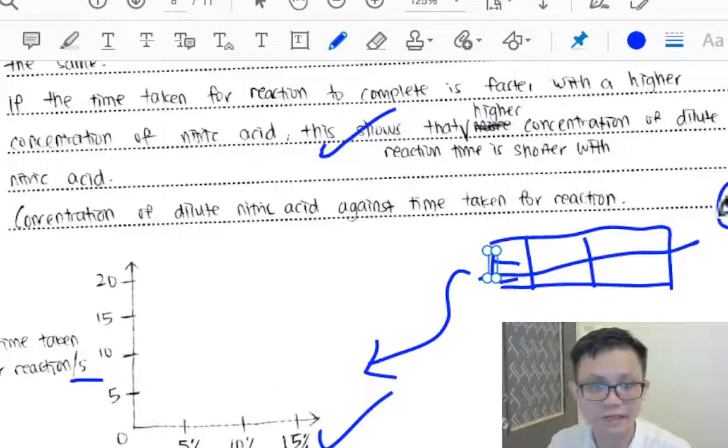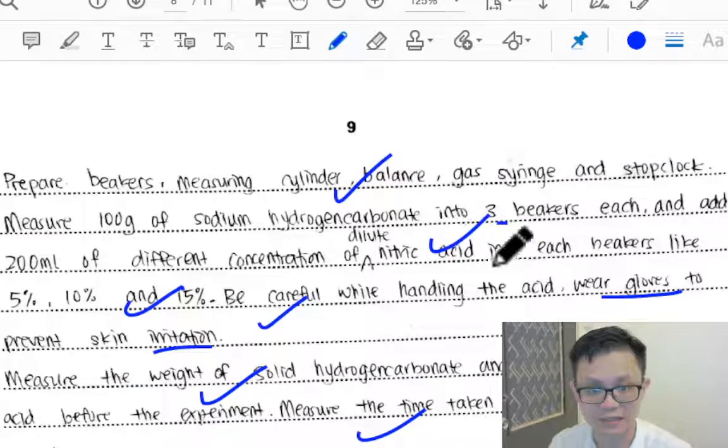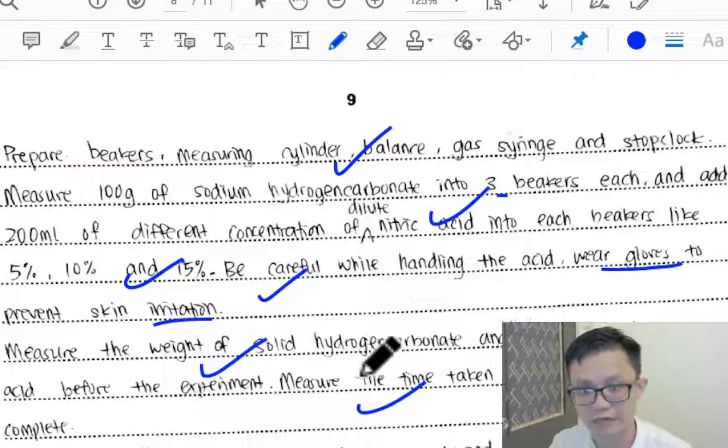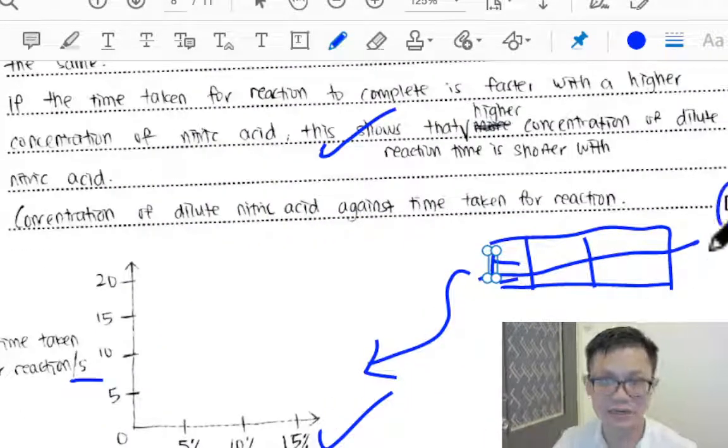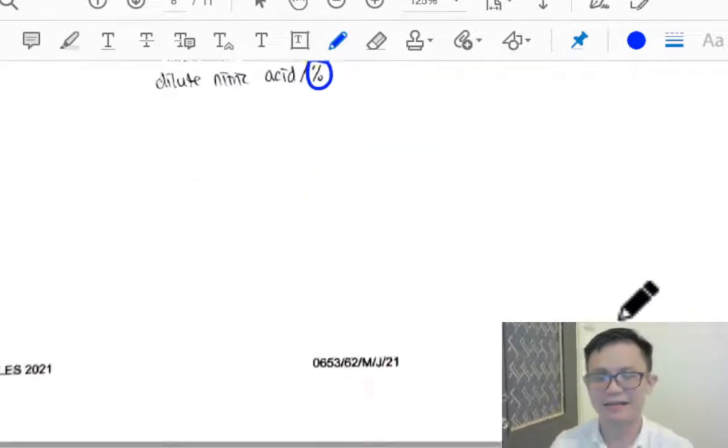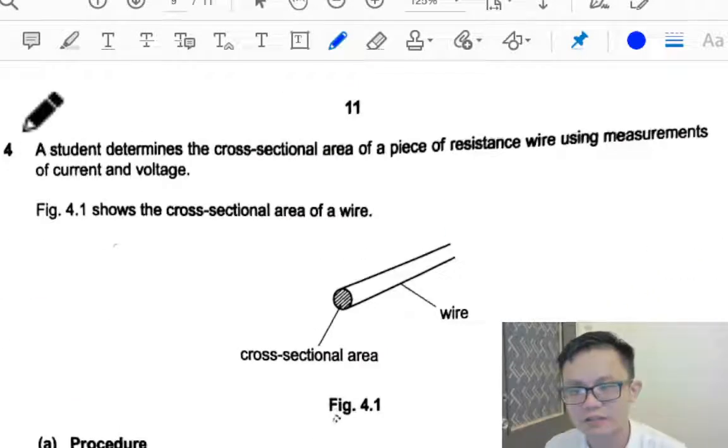Okay, very good. So I give the student 7 marks. You total up there, I think it's 1, 2, 3, 4, 5, 6, 7, 8 points. But I just give 7 marks because the maximum is 7 marks. Cannot get 8 marks. Okay, question number 4.